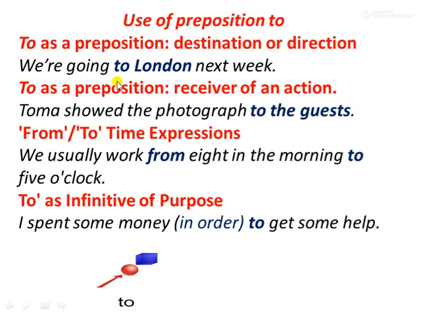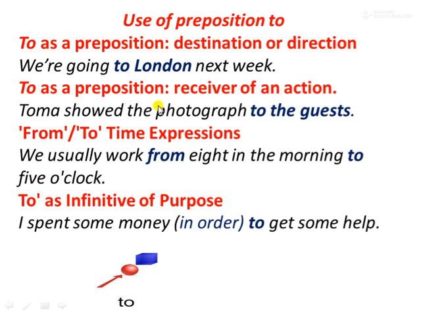For example, we are going to London next week. So this very word, to London, is actually giving you an idea of a destination or a direction. So here the preposition has been used as a preposition of movement.